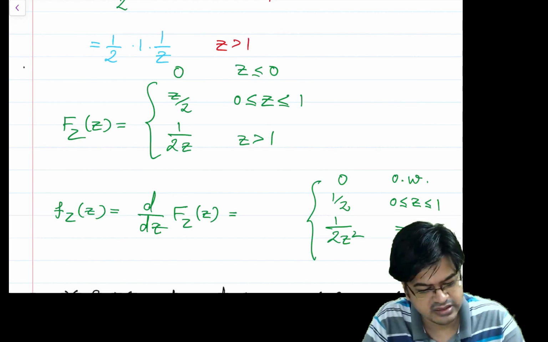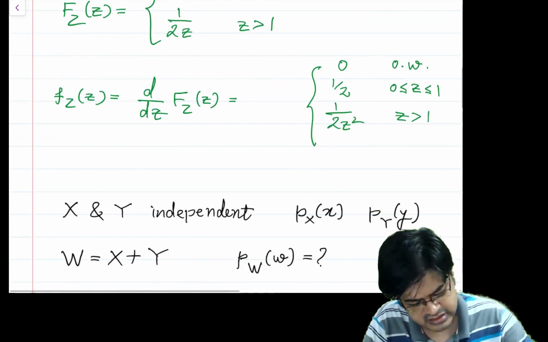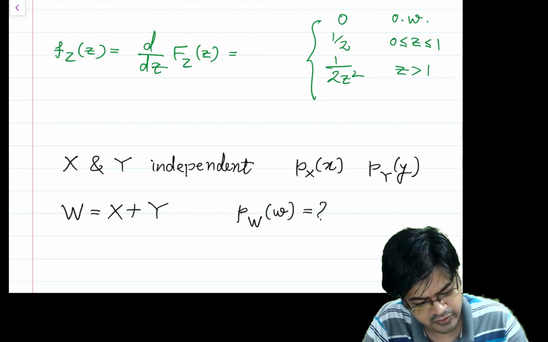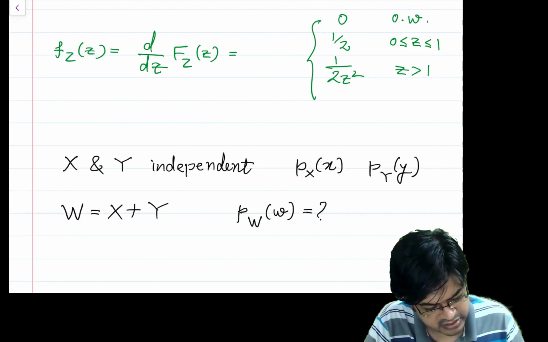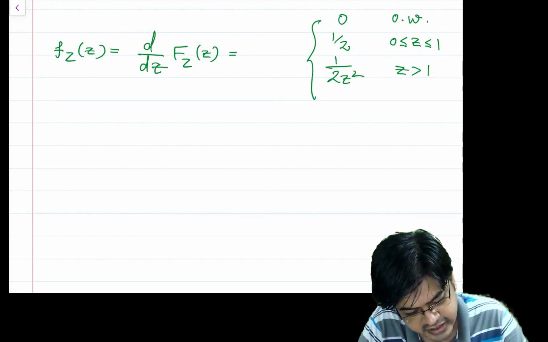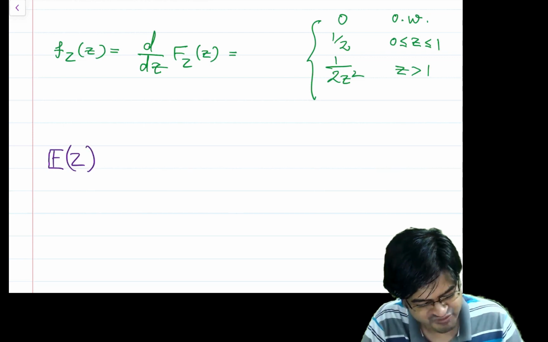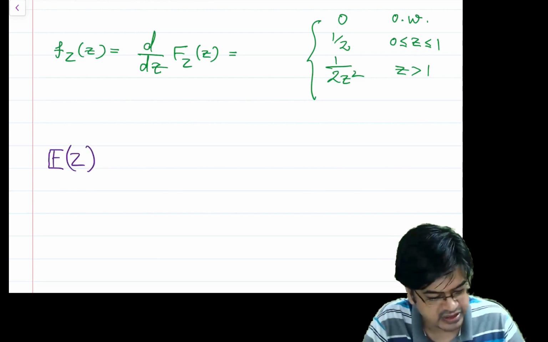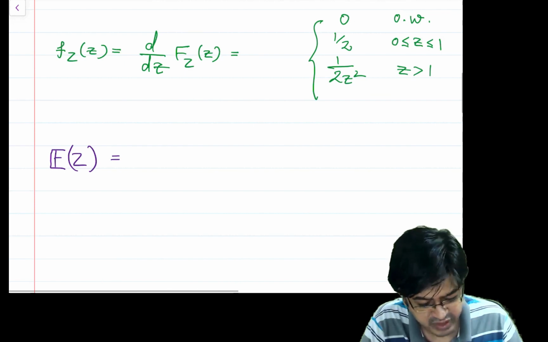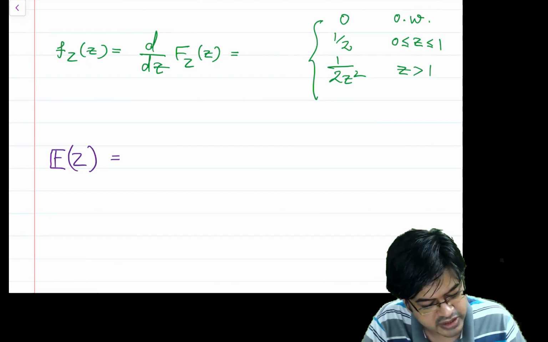Another interesting feature that you can ask about this random variable is: does this random variable have finite expectation? Because I am seeing terms of the form 1 by z square. So that's a natural question to ask: what will be the expected value of z? Now I know the density, so I can actually compute the expected value of z. Otherwise you can go ahead and compute using that formula, LOTUS.